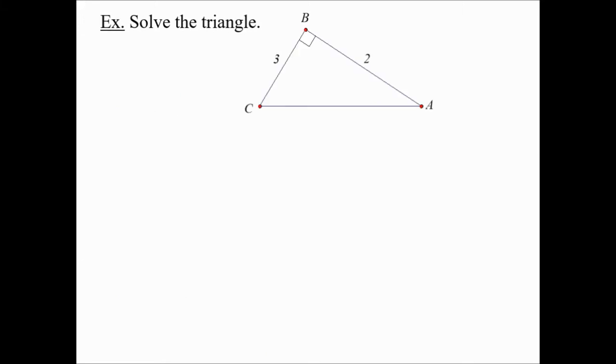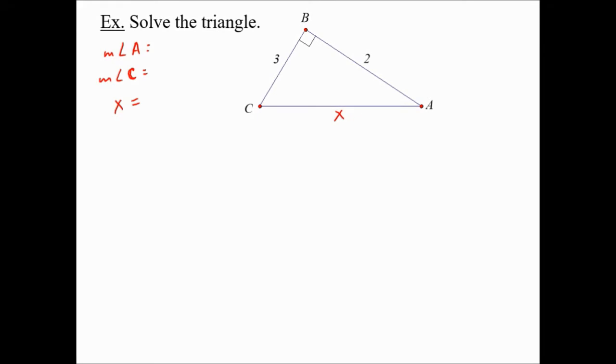All right, let's try another one here. Let's solve this triangle. And so for this triangle, again, we're missing three things. This time we're missing angle A, angle C, and this missing side that I'll call X. So now we've got three things we're trying to find. Again, you pick whatever order you want to go. Okay, the order really doesn't matter.